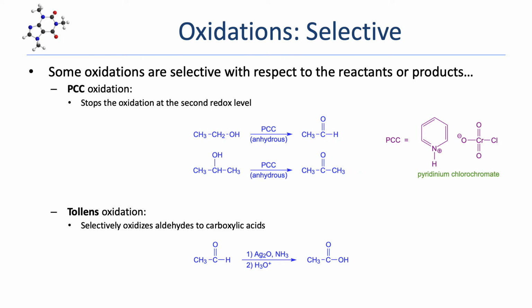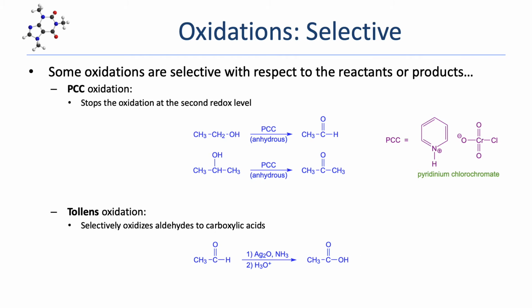So the real power of the PCC oxidation is in making aldehydes selectively from primary alcohols. Next, we have the Tollens oxidation. And this is an oxidation that is selective for oxidizing aldehydes to carboxylic acids. So here I have an aldehyde, and you treat it with a mixture of silver oxide under basic conditions and then an acidic workup, and it'll transform that into a carboxylic acid.